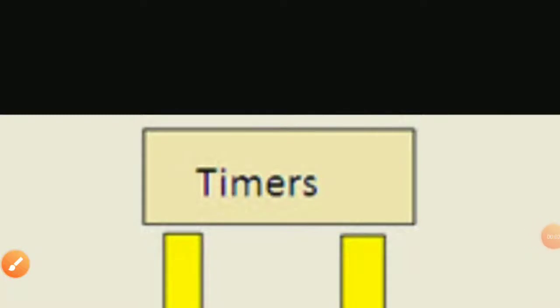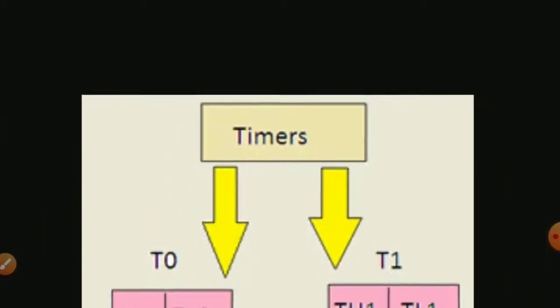Welcome to the short revision video on timers of 8051 microcontroller. 8051 microcontroller has two 16-bit up-counting hardware timers T0 and T1. They can also be operated as counters C0 and C1.